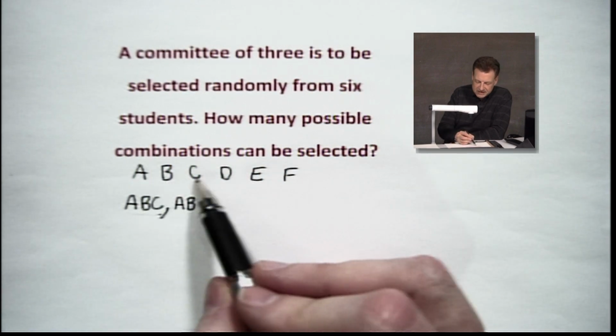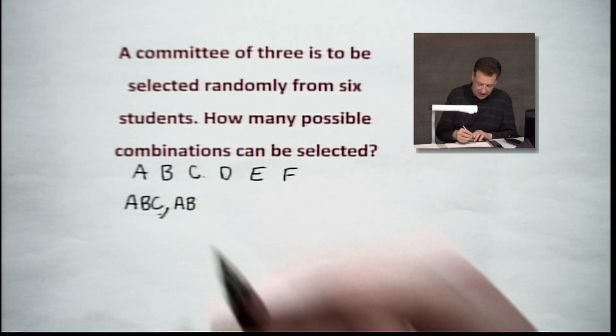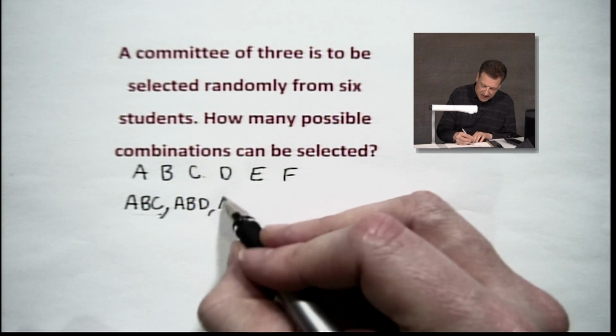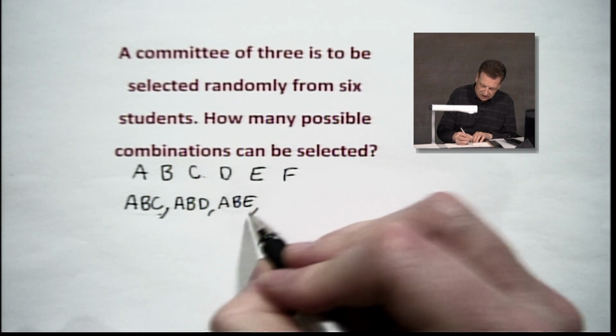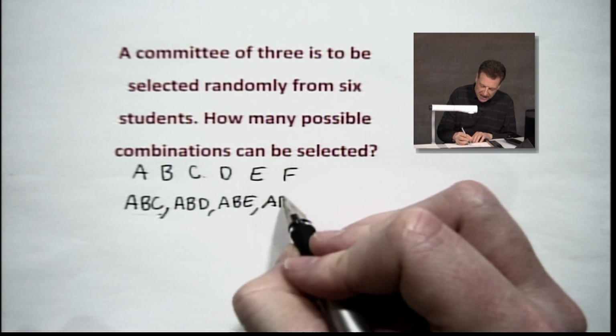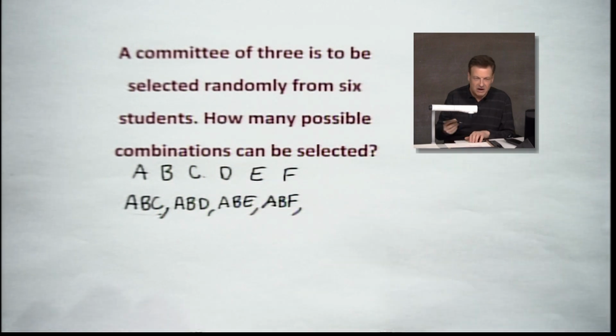So I took A, B, C, but you know what? We can do A, B, D. How about it? A, B, E. Keep it going. A, B, F. There's 4 of our combinations there.